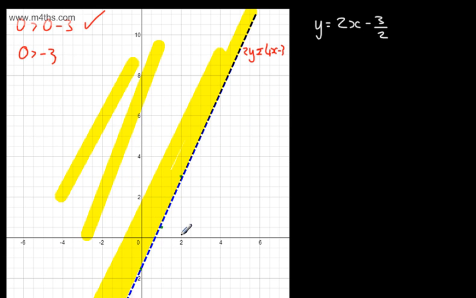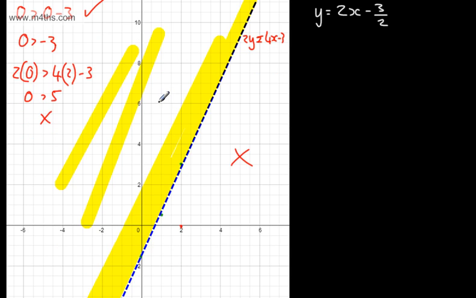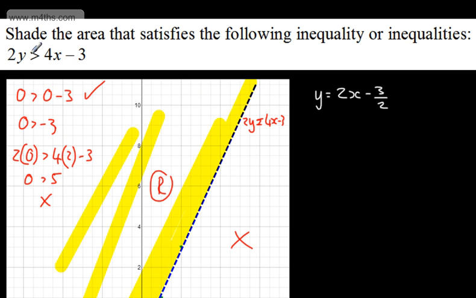If I pick this point right here, we've got the coordinates 2, 0. So we could say now, is 2 lots of 0 greater than 4 lots of the x-coordinate of 2 minus 3? Is 0 greater than 5? That's 8 minus 3, 5. The answer is no, so this is not in the region. So this is the region R that we would want. You can either test a point or you can look at which way the inequality is pointing. Okay, so that's that one done.